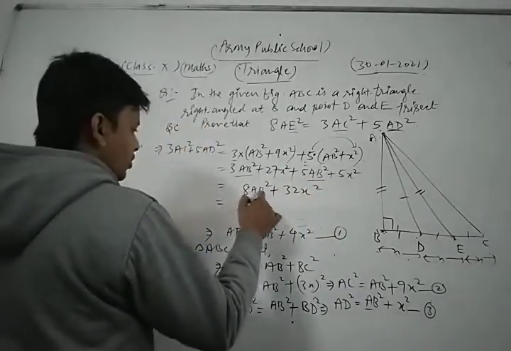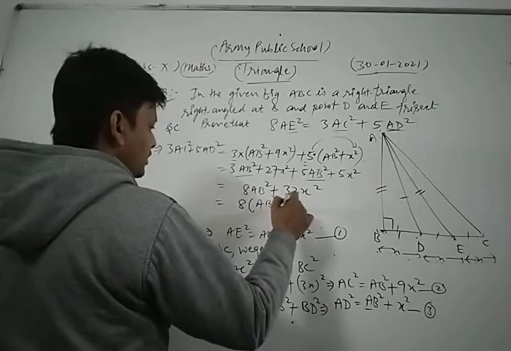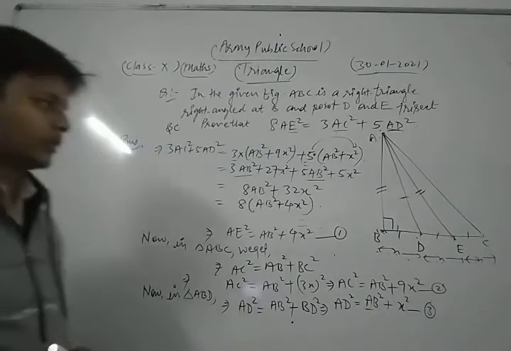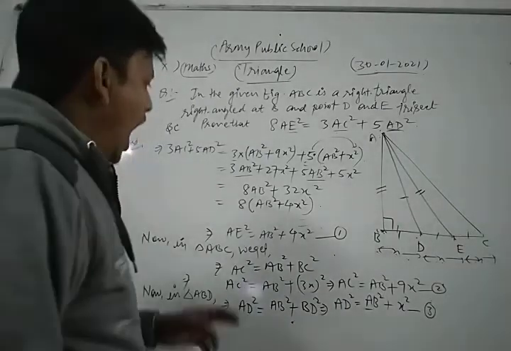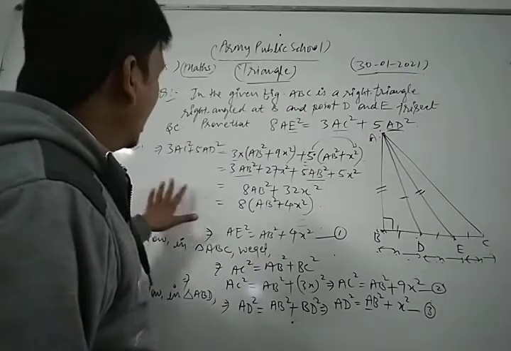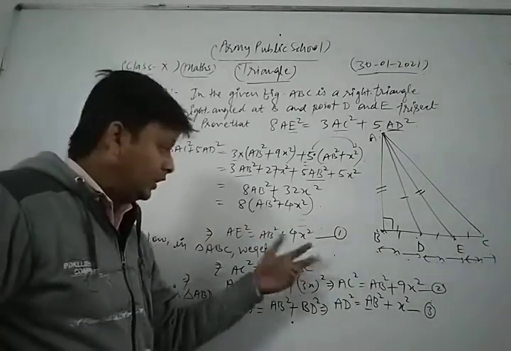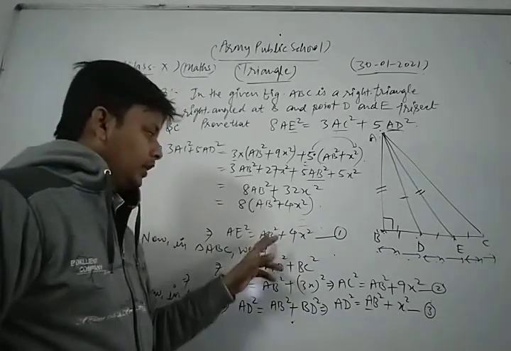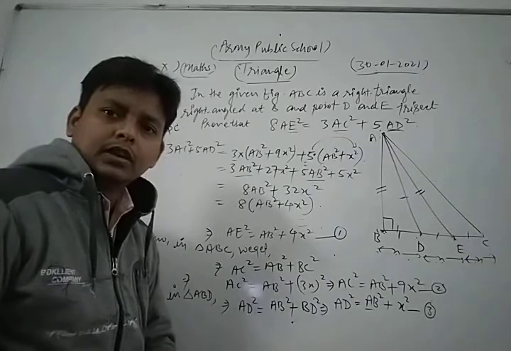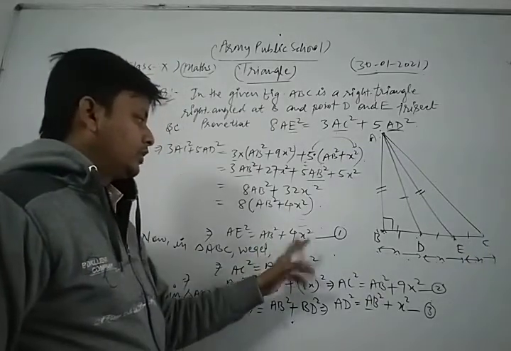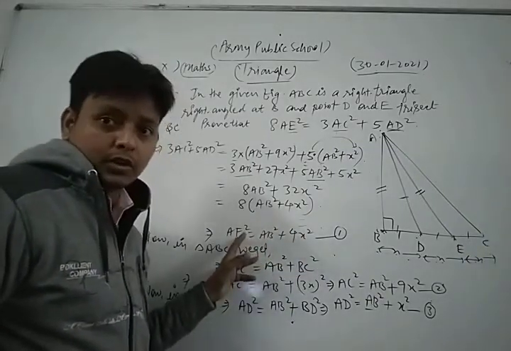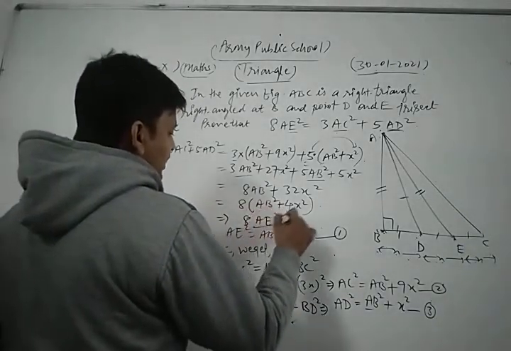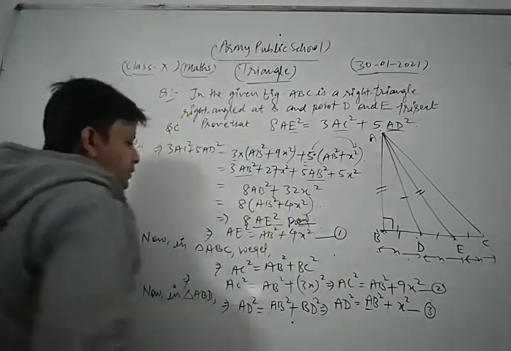Now we take 8 as common, so we get AB square plus 4x square. Now using equation 1, the value of AB square plus 4x square is AE square. So thus we get 8 into AE square. Hence proved this result.